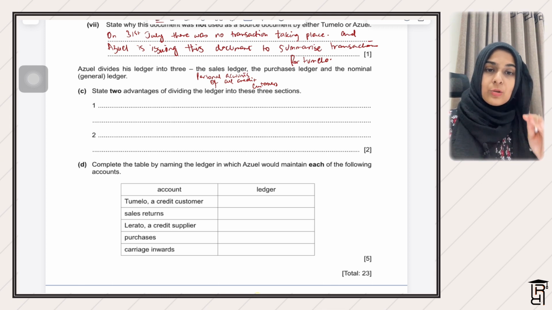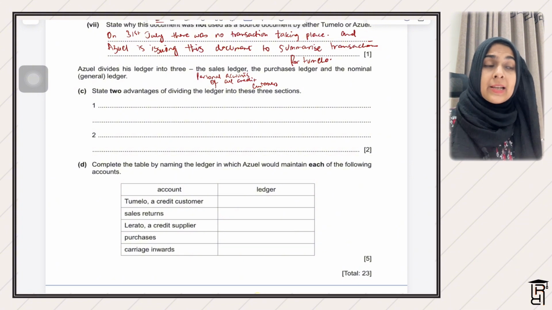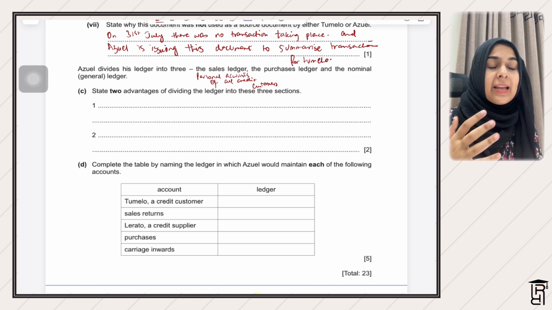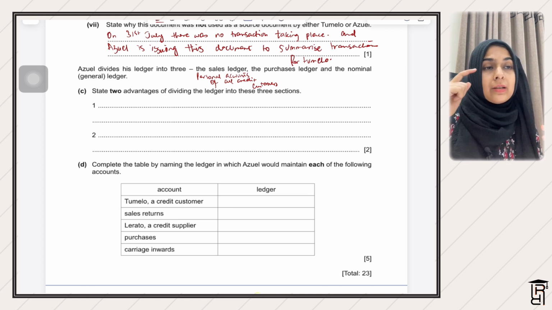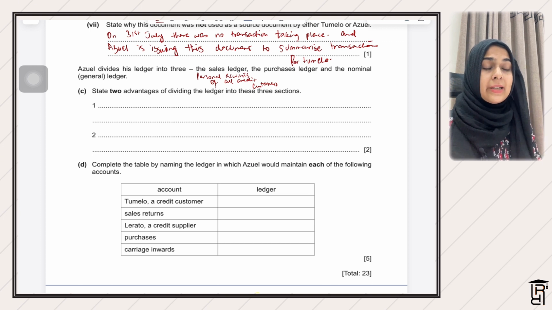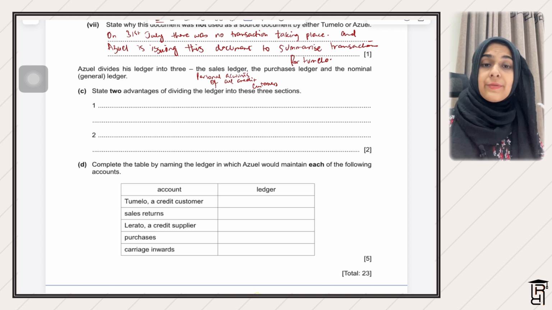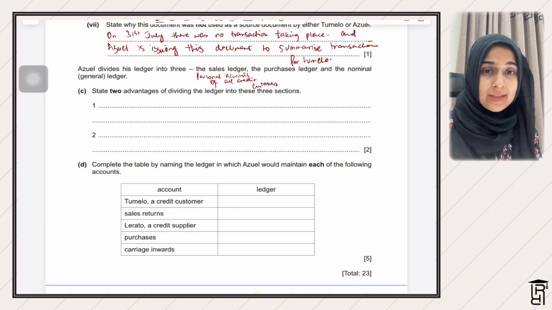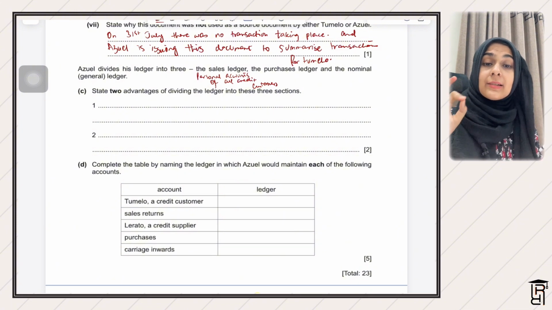The sales account will be in the nominal ledger. You should know this. It's a very important concept here because students have this perception in mind that since it's a sales ledger, it will also have the sales account. It does not have the sales account. It only has the customers' accounts.